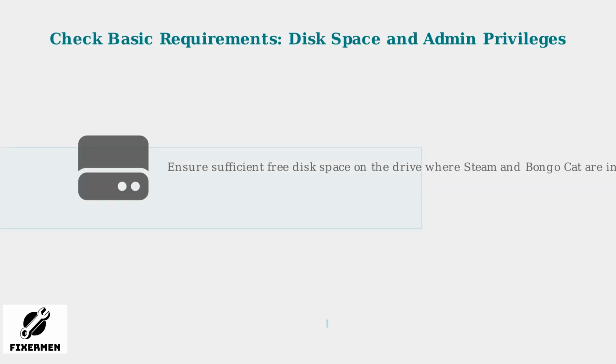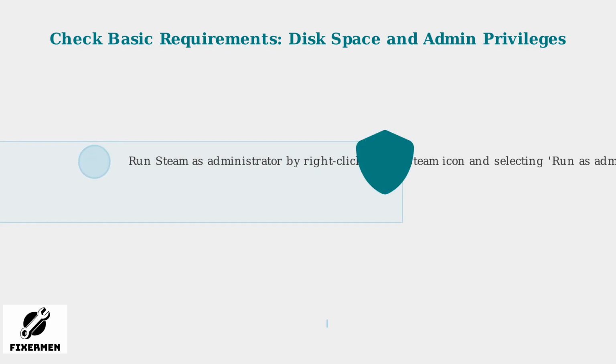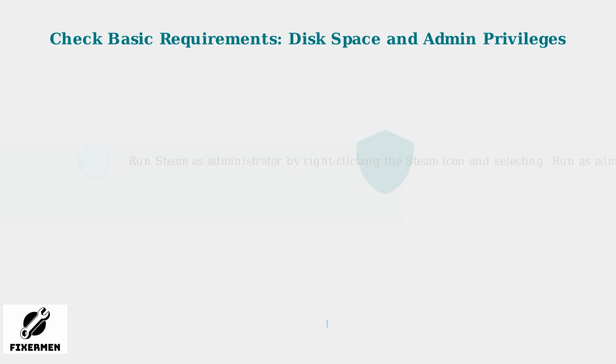First, check that you have enough free disk space on the drive where Steam and Bongo Cat are installed. The game requires adequate space for installation and updates. Then, run Steam as an administrator. Right-click the Steam icon on your desktop or taskbar and select Run as Administrator. This grants Steam the permissions needed to write files to your disk, bypassing Windows access restrictions.